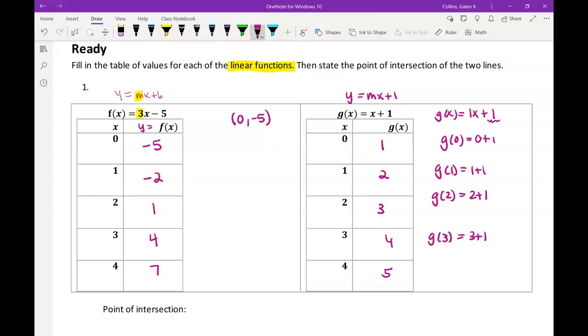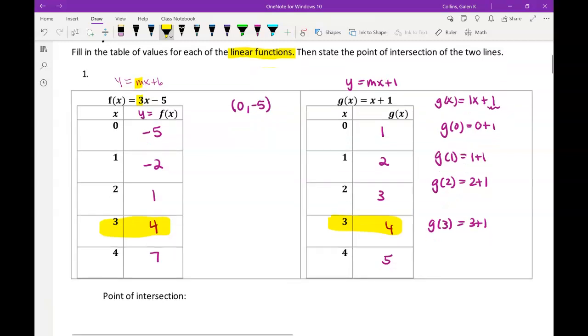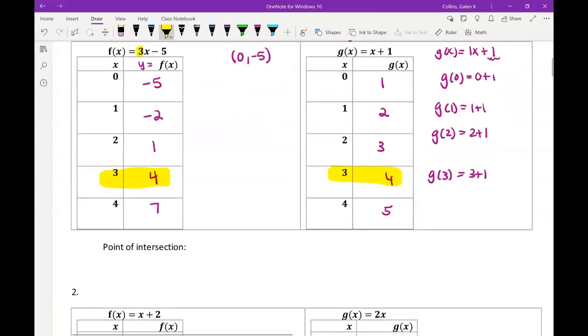So if I'm looking for a point of intersection, I'm looking for a point that would be the same on both of these functions. So I notice that both the function f and the function g have the ordered pair 3, 4. So if we were to graph these functions, they would intersect at the point 3, 4.